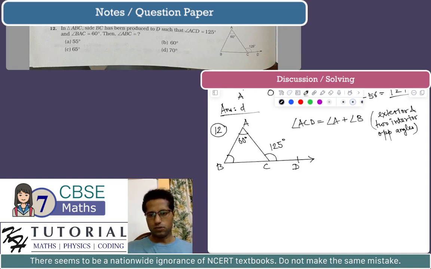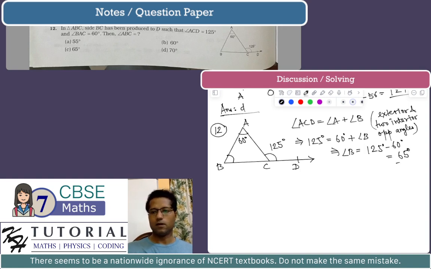So this implies angle ACD, given to be 125 degree, equals angle A, given to be 60 degree, plus angle B. So this implies angle B is equal to 125 degree minus 60 degree, which is equal to 65 degree. So angle B, meaning angle ABC, is equal to 65 degree. So the answer is choice C.